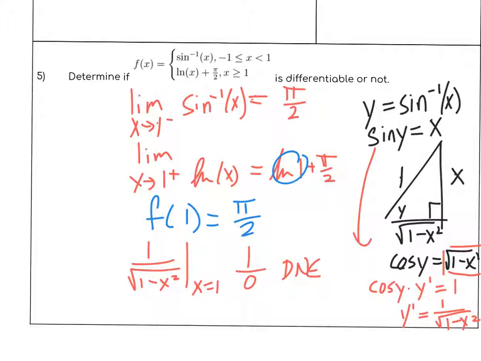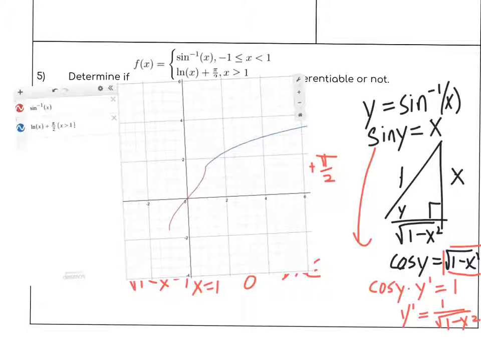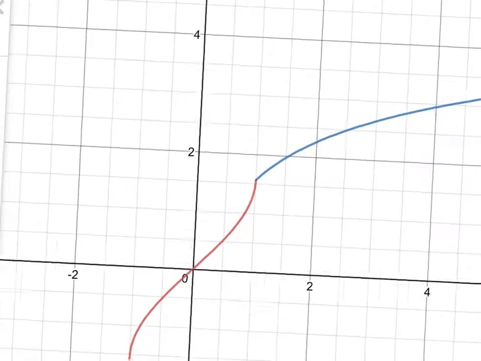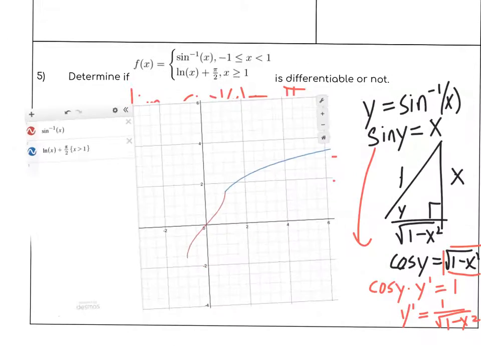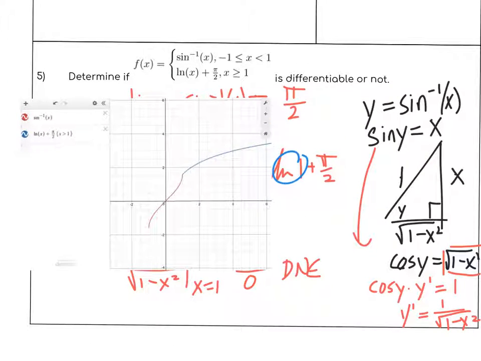But just in case you're curious about what these graphs might look like, I got a picture for you. I'm pulling that up now, so bear with me for a second. Okay, and you can see where the red graph joins the blue graph. These graphs do not meet at the same slope, although they do meet, which is why the derivative does not exist there. Also, there is an issue where the derivative goes to infinity for the inverse sine because we have a vertical tangent line there.